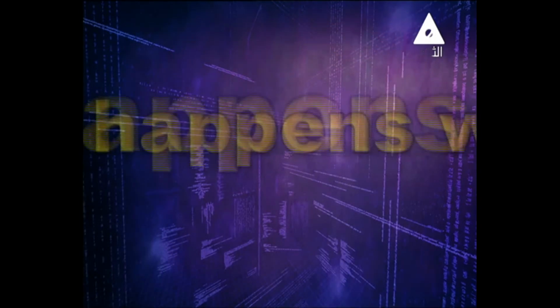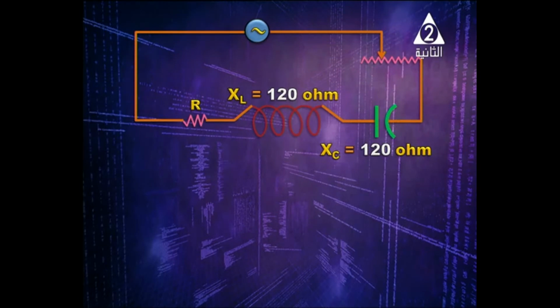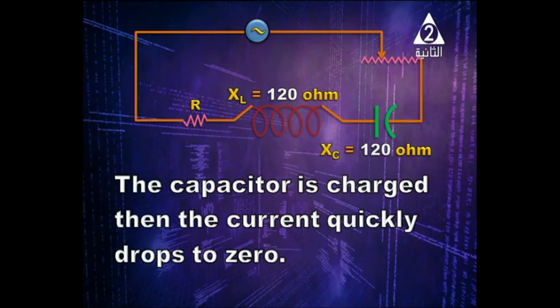What happens when the AC supply is replaced with a DC supply? If the AC supply is replaced with a DC supply, the capacitor will get charged, and quickly the current drops to 0. So the answer is the capacitor is charged, then the current quickly drops to 0.